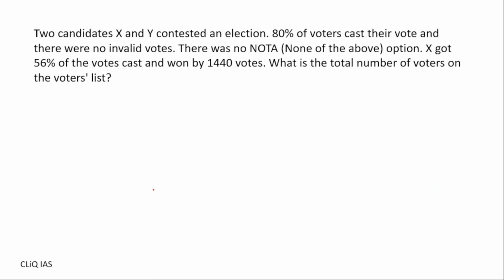Take another. Two candidates X and Y contested an election. 80% of voters cast their vote, so the total vote is 80%. Remember this point, that the vote was 80%. There are only two people, X and Y, and there is no NOTA, meaning all the 80% votes went either to X or to Y. X has got 56% of the vote. Then how much will Y get? Obviously 44%, because there was no NOTA.